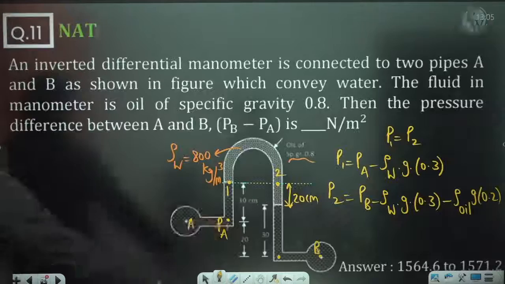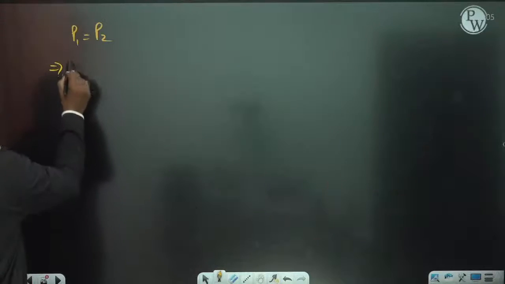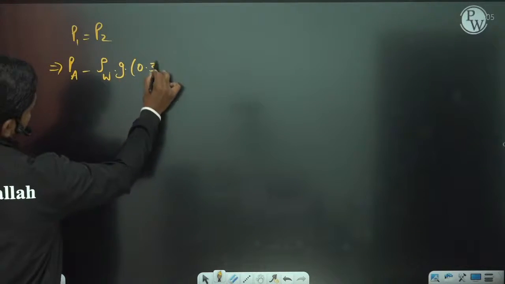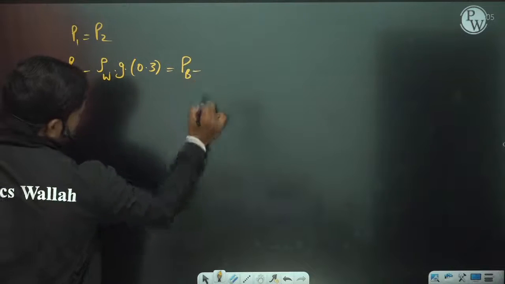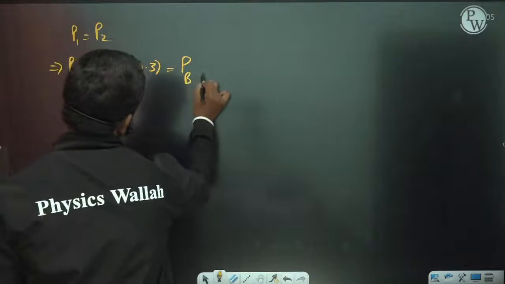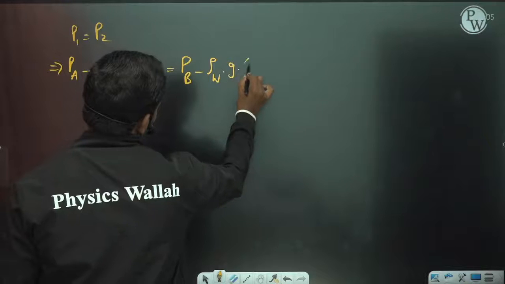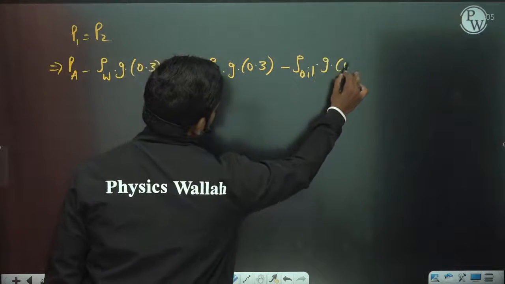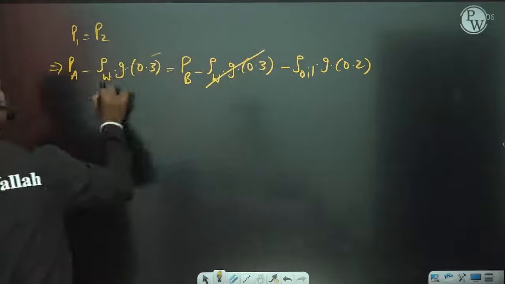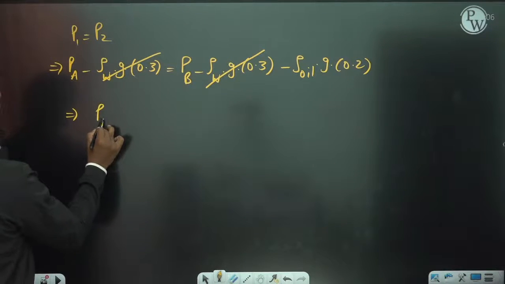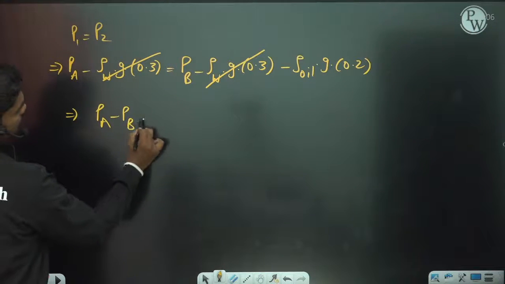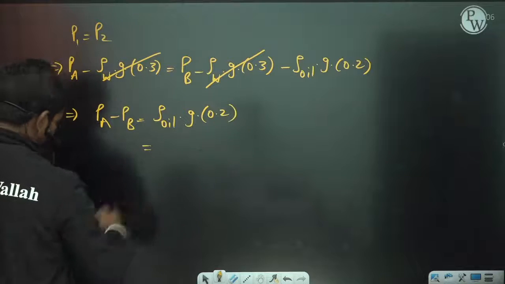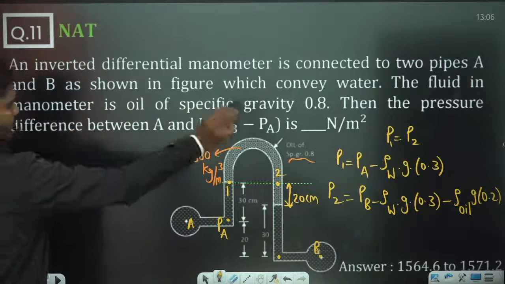So this implies P1 is how much? PA minus density of water times G into 0.3 is equal to PB minus density of water times 0.3 minus density of this oil times G into 0.2. Cancel these two terms. So PA minus PB is nothing but density of oil times G into 0.2. The density of oil is given to you, which is 0.8 as the specific gravity.